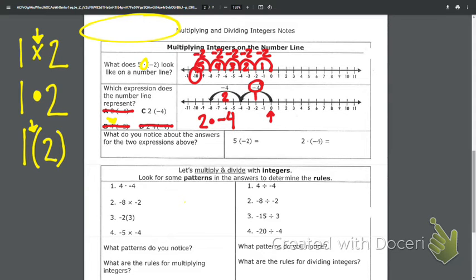So our only answer left would be C, and this is the touching portion. I know it doesn't look as close, but they are touching. So that means that this would be our answer, and that represents multiplication.